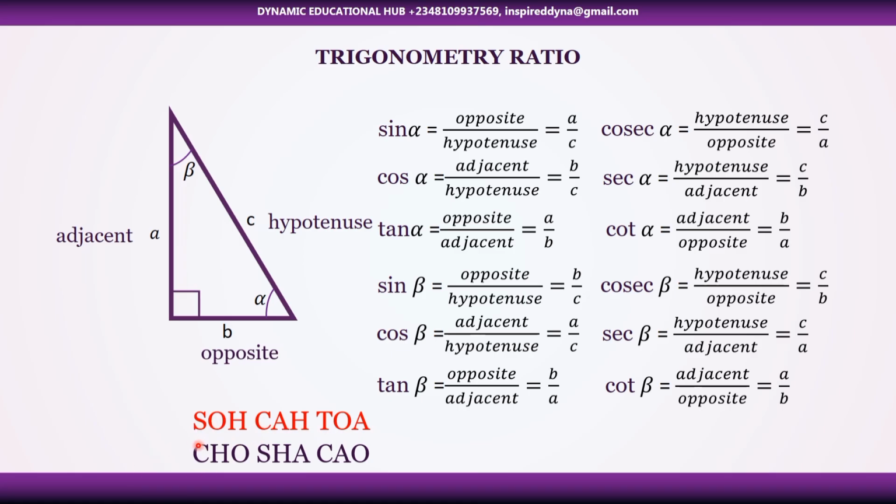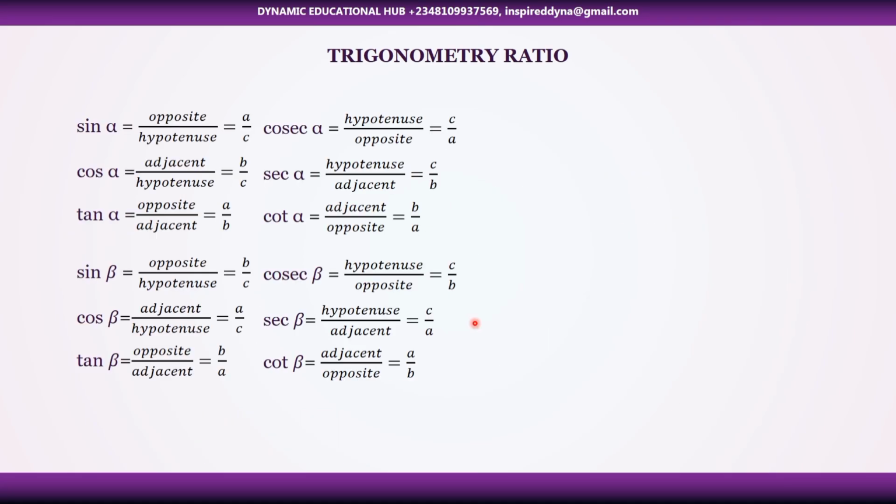While your cho means cosec is hypotenuse over opposite, sha means sec is hypotenuse over adjacent, and cow means cotangent is adjacent over opposite. So you can use this to remember your trig ratio. Just master SOH CAH TOA and SOH CAH. Now let's find the relationship between all these trig ratios.